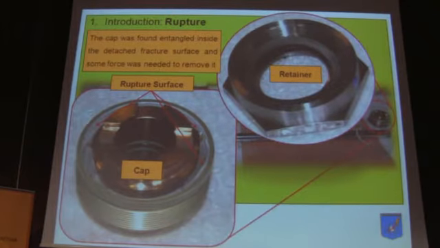The rupture happened on one end of the actuator case, the end that is closed with the cap, and we found the cap entangled inside. Some force was needed to remove the cap without damaging the rupture surface, obviously. It was a strange rupture because in this area no controls are provided by the constructor, so it was quite critical because a rupture is not expected here.